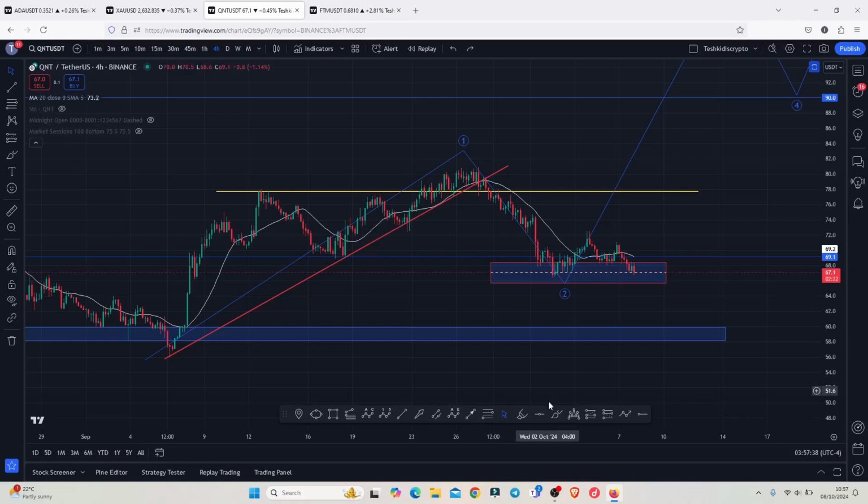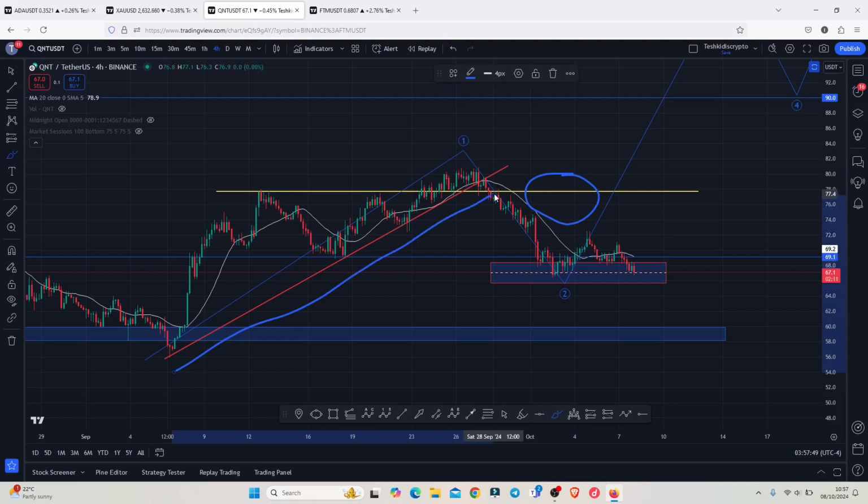QNT continues to see a breakdown move after losing our key area of support above the $78 and also giving us a break to the lower side of this ascending trend line, which was the first indication of a change of this upward movement that we had been seeing for the past few days.